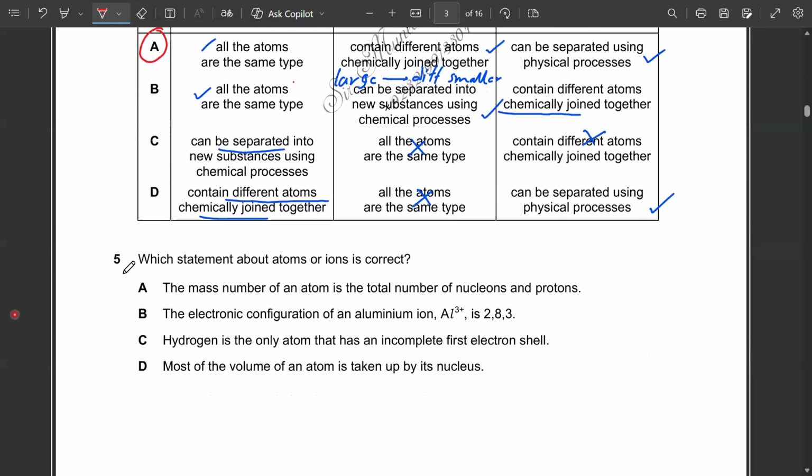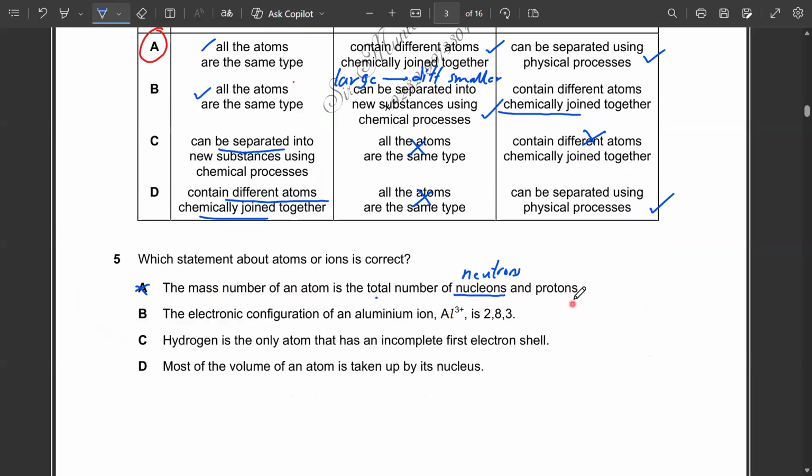Then fifth MCQ, which statement about the atoms or ions is correct? So according to that, the mass number of an atom is equal to the number of nucleons and protons. So that is incorrect. It is basically the addition of neutrons and protons, not nucleons and protons. So A is incorrect. B says the electronic configuration of an aluminium Al3+ is 2,8,3.